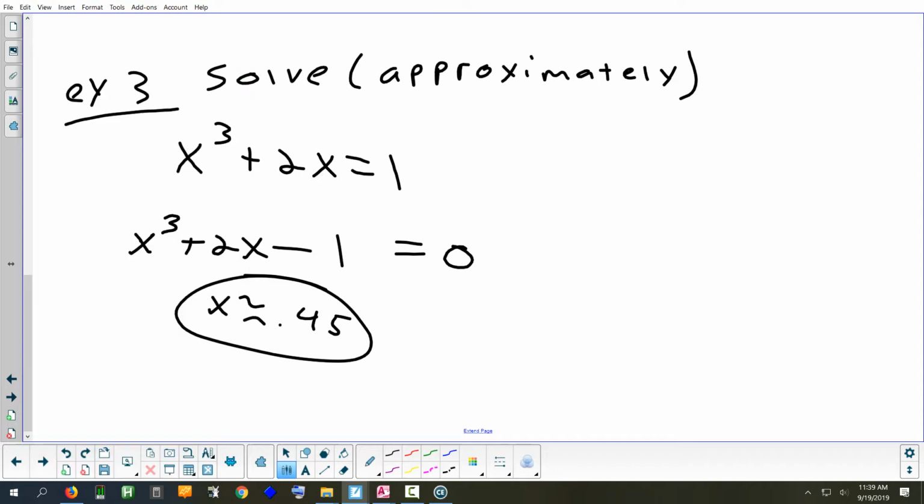A problem like this you definitely can't do by hand because it's a cubic. There is a thing called the cubic formula. Most people don't know it. I don't know it. It's kind of like the quadratic formula, but it's a little more complicated.